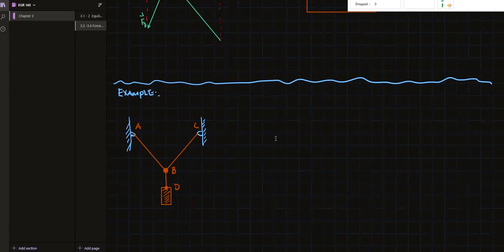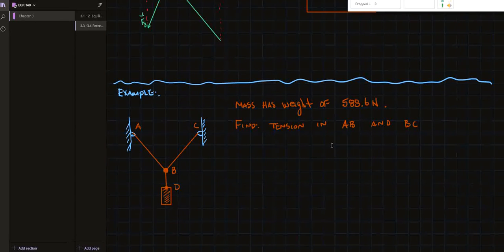Okay, so our mass has a weight when it interacts with gravity. So the mass has a weight of 588.6 newtons. Let's find the tension in AB and BC due to this weight.